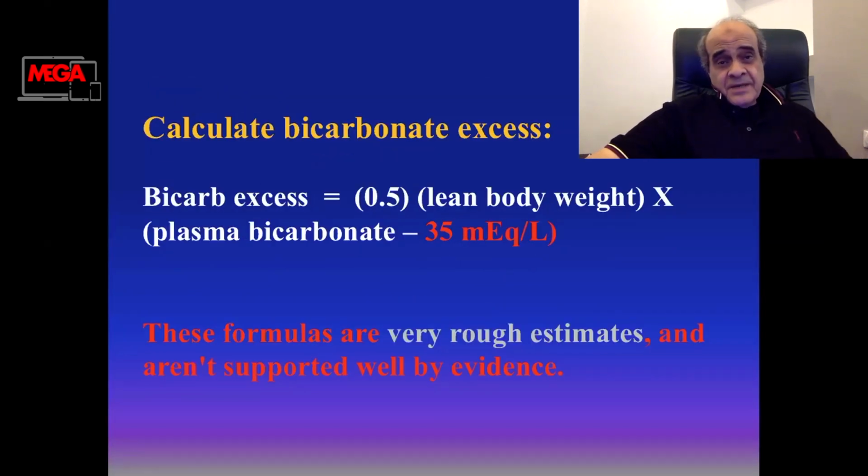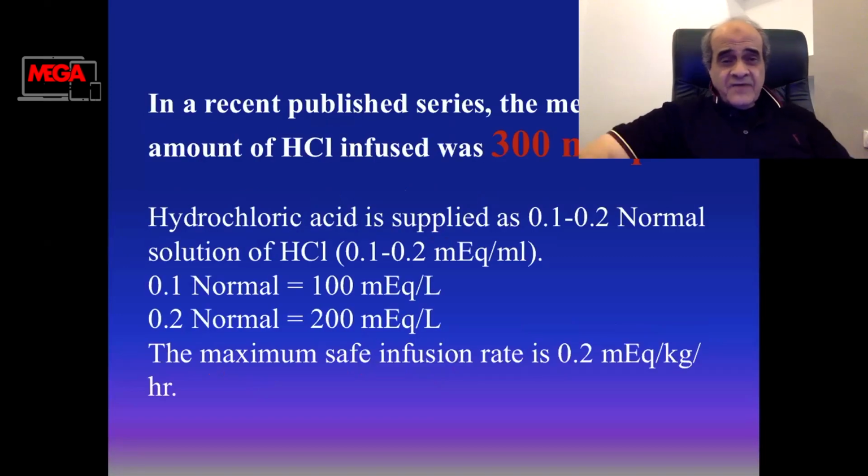Calculate the bicarb excess, and we have 0.1 normal solutions, which contain 100 milliequivalent per liter, and 0.2 containing 200 milliequivalent per liter. The maximum safe infusion rate actually is 0.2 milliequivalent per hour. We can use on average about 200, 300 milliequivalent for correcting the metabolic alkalosis.